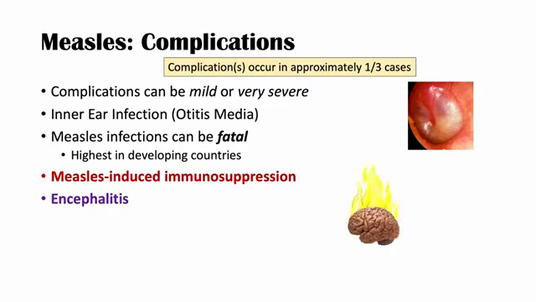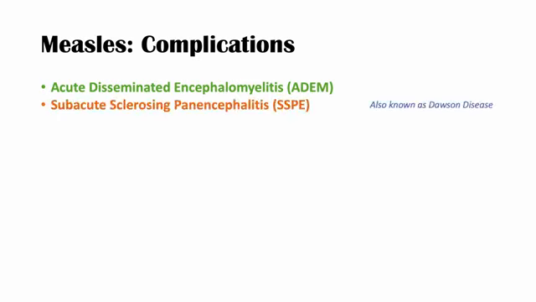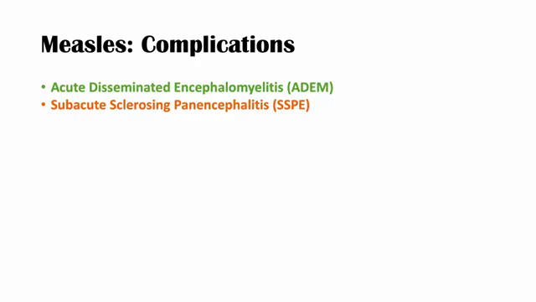Some other complications of measles include acute disseminated encephalomyelitis, or ADEM. And another very important complication that occurs later on, a delayed complication, is subacute sclerosing panencephalitis, or SSPE. This is the one I really want to focus on here. This is the one where an individual who had measles in the past gets through it fine, but around 7 to 10 years later, they start to have issues.